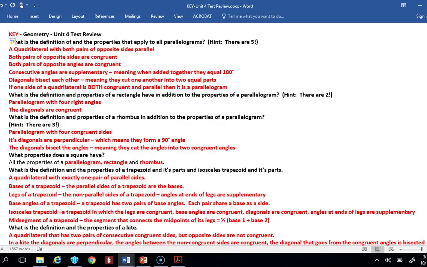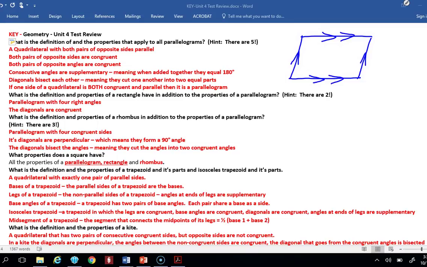So first of all, a parallelogram is a quadrilateral with both pairs of opposite sides that are parallel. So I'm going to draw this out here. So both pairs of opposite sides being parallel means it has arrows on opposite sides indicating that these sides are parallel. Now the next property that we have here is that opposite sides are congruent.